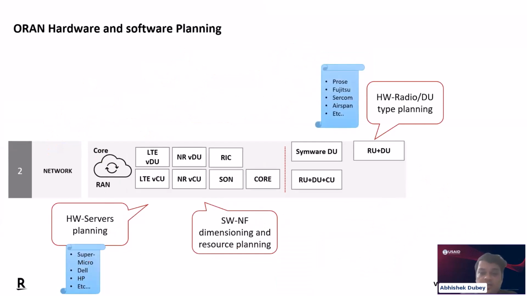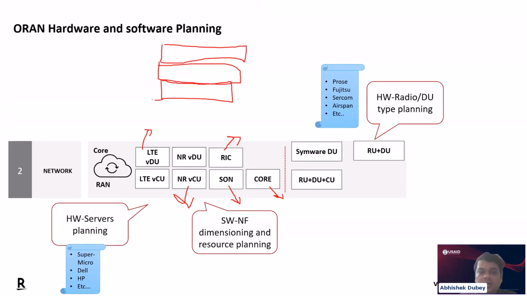Server is already planned, radio is already planned. Now you need to calculate how many resources you require for the DU, how many for the CU, how many for the RIC, how many for the SON and core. Based on that, you calculate how many servers you require to host in a data center. Obviously, you need to get the input from your operator about how many backup servers they are looking at, and what is their plan to have a backup server.